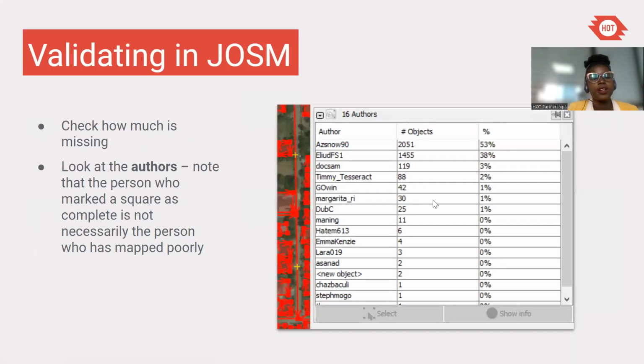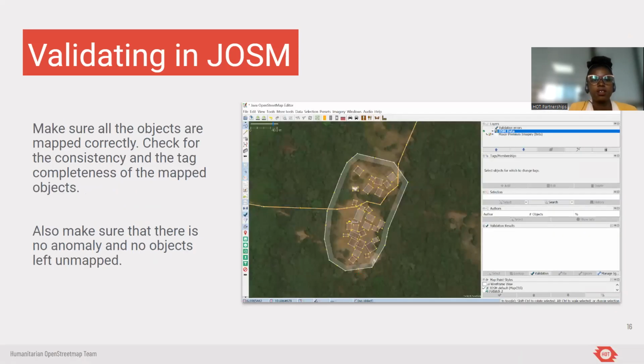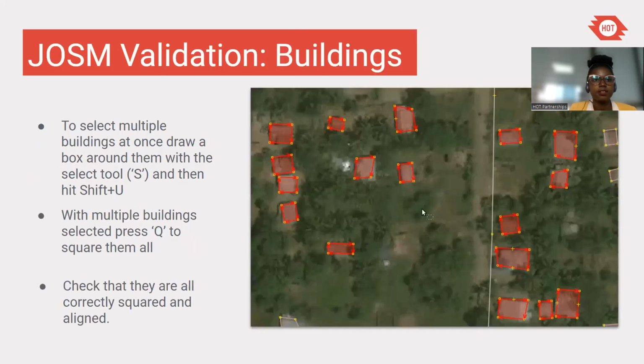Yeah. So another thing, when you're doing validation, the author panel is very good to know. It helps you to identify the person, and in case you have any feedback for them, you can easily know who has worked on this number of objects. You go back to the tasking manager and you give them feedback. Yes, I think we talked about this earlier on.